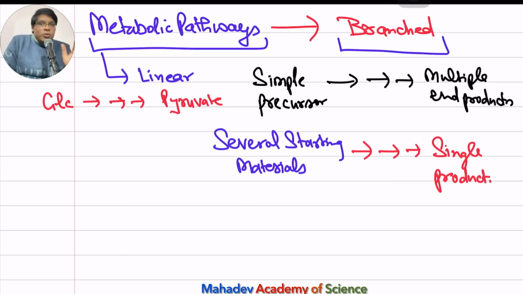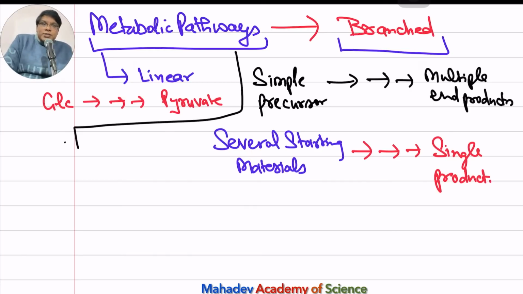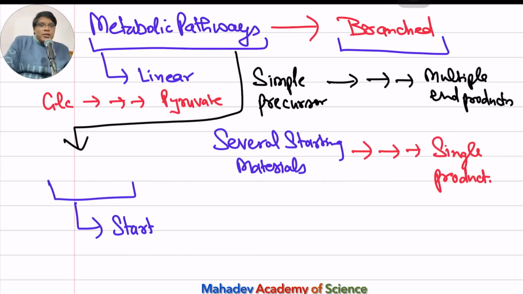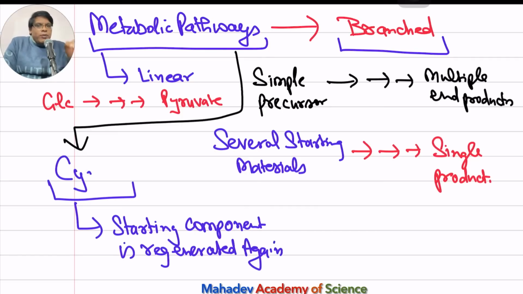Now here I also want to tell you some of the metabolic pathways can be cyclic in nature. In the case of cyclic metabolic pathways, the starting component will be regenerated again. So let us suppose you are going to start the reaction from A. A will give rise to B, B will give rise to C, C will give rise to D, D will give rise to E, E will again give rise to A. So the starting component will be regenerated again in the case of cyclic metabolic pathways. So here one of the best examples is the Krebs cycle.